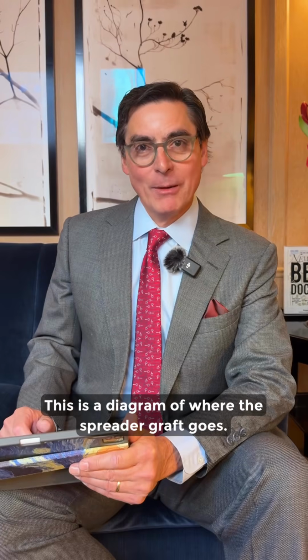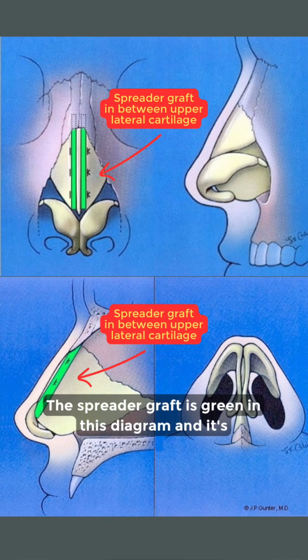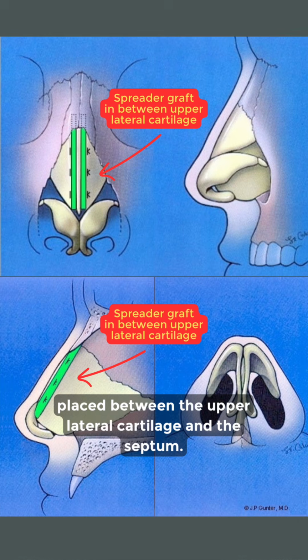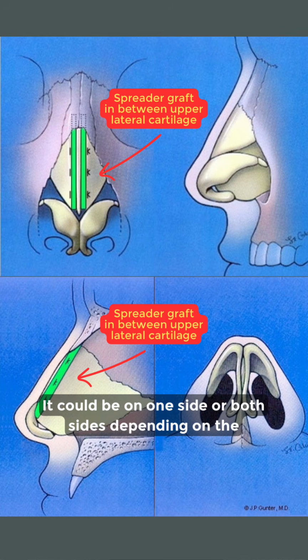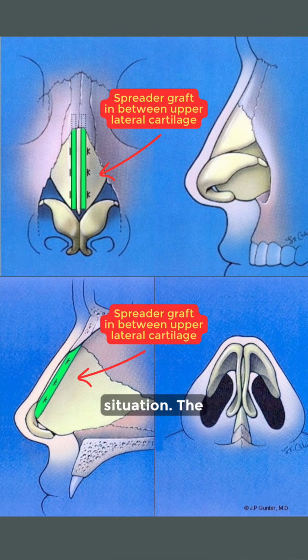This is a diagram of where the spreader graft goes. The spreader graft is green in this diagram and it's placed between the upper lateral cartilage and the septum. It could be on one side or both sides depending on the situation.